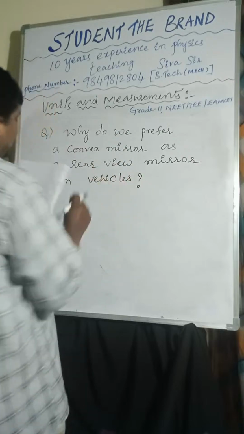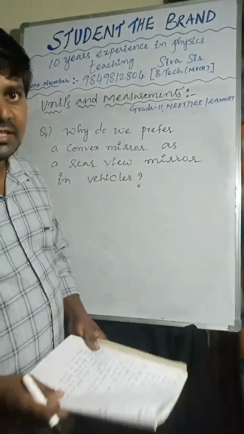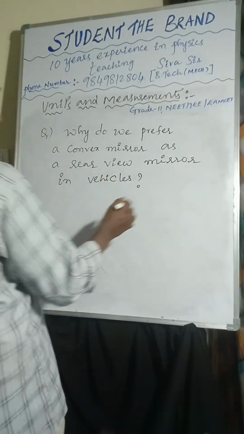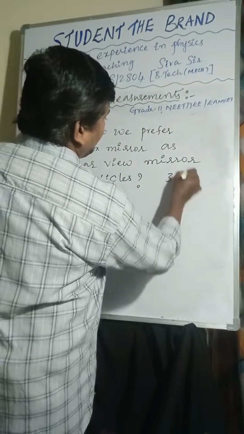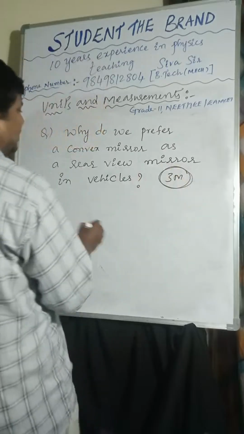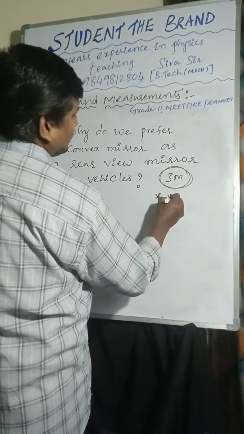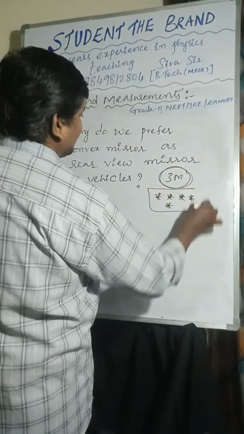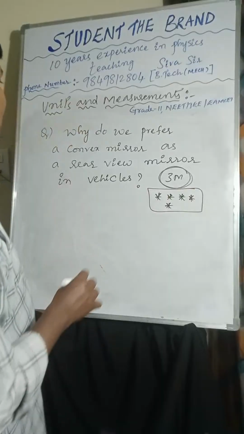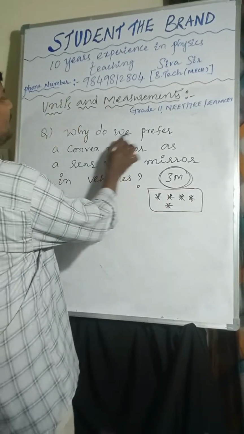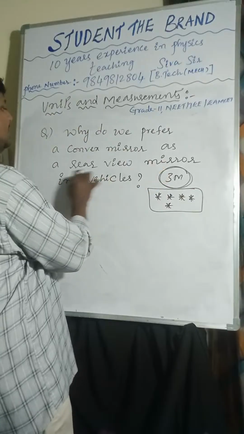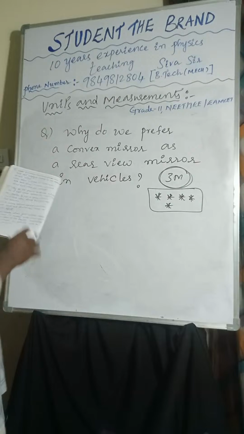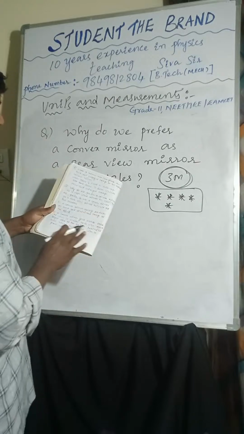Very, very important question. A 3 marks question is expected for the board exam. There are many points related to this one. Why do we prefer a convex mirror as a rear view mirror in vehicles? We prefer to use a convex mirror as a rear view mirror because of 2 reasons.